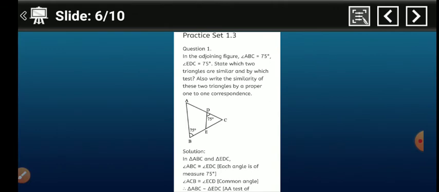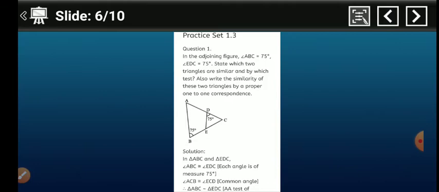Here in the adjoining figure, angle ABC is equal to 75 degrees, angle EDC is equal to 75. State which two triangles are similar and by which test, and also write the similarity of these two triangles by a proper one-to-one correspondence. These questions are based on the tests of similarity that we studied in the previous lecture, for example the AA test, SAS, then the SSS test, like that.